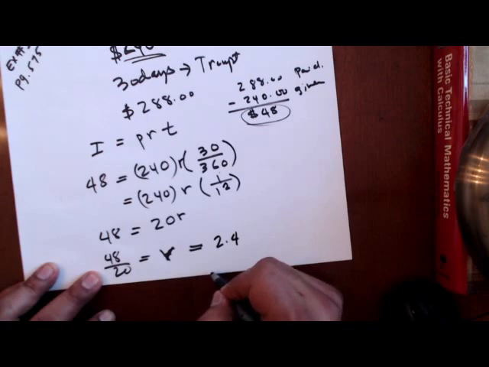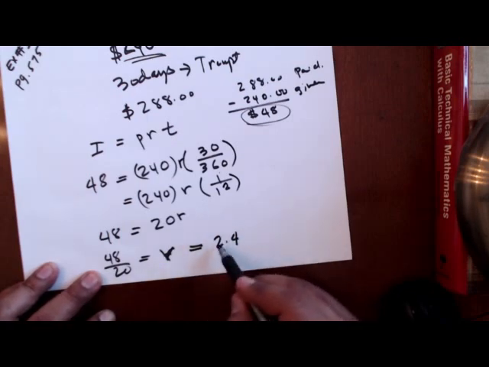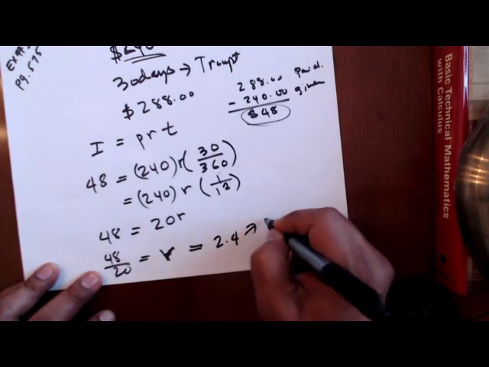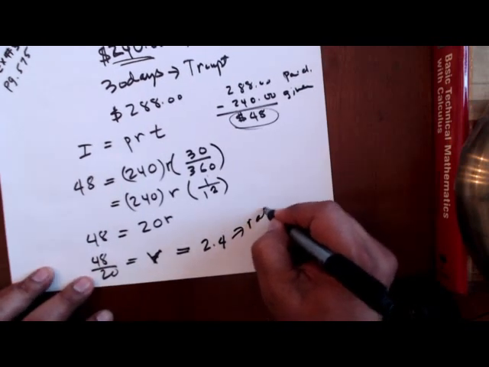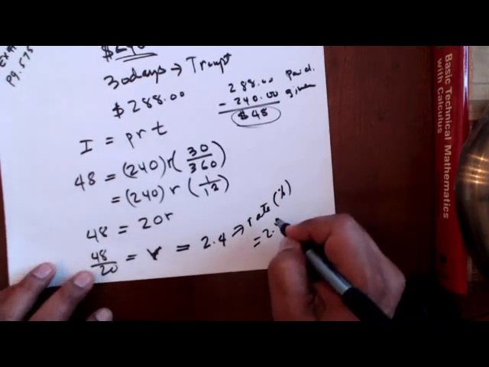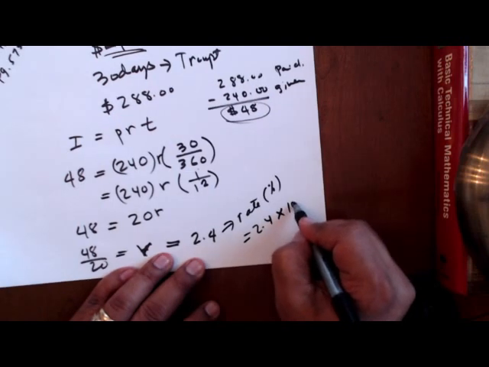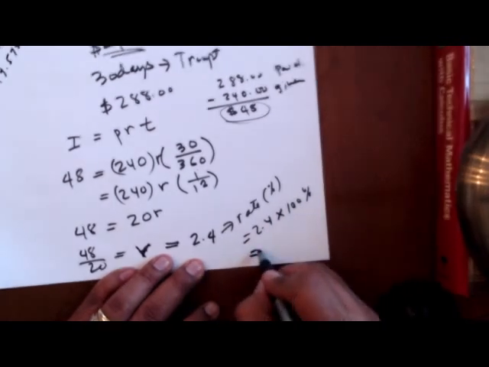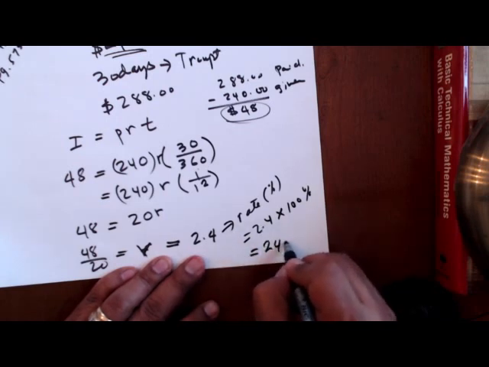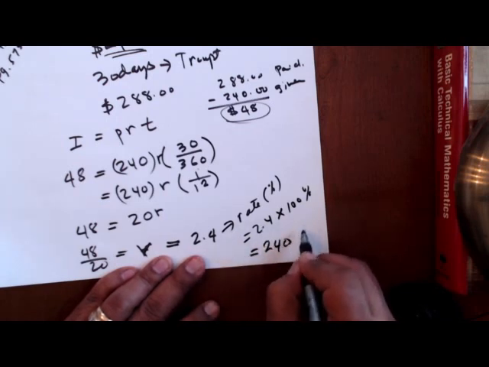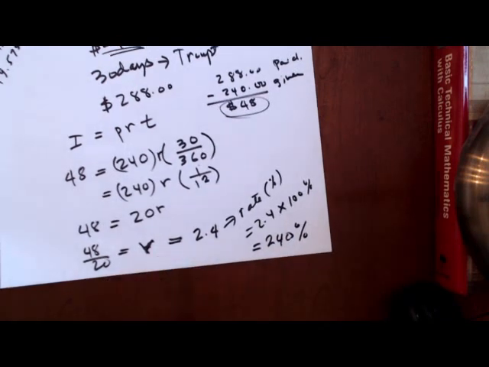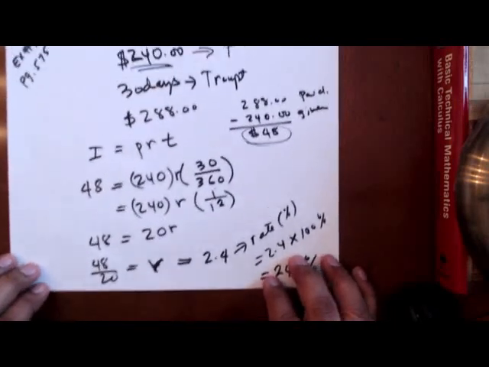But again, remember that this number is a decimal, right? This is a decimal, so we have to convert it into a percentage. So the rate in percentage is going to be equal to 2.4 times 100%, and that will be equal to 240%. Okay, that's another way of trying to solve these problems.